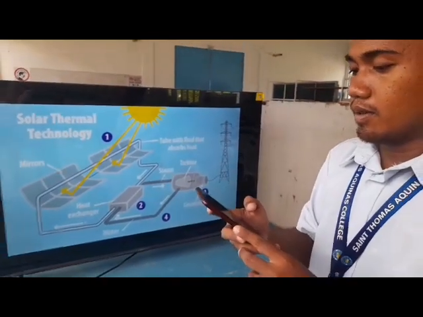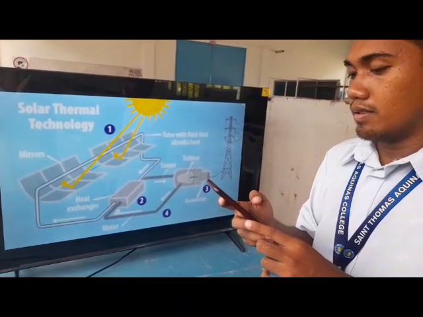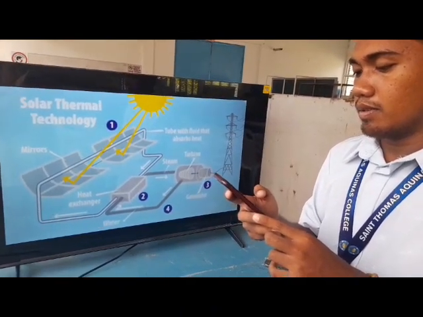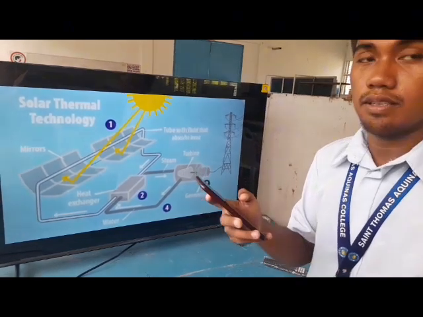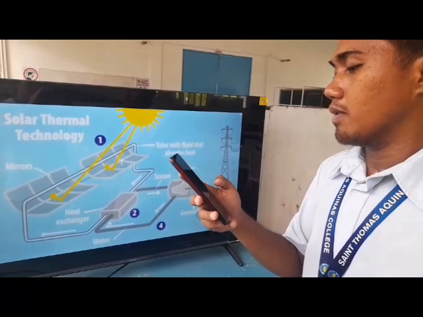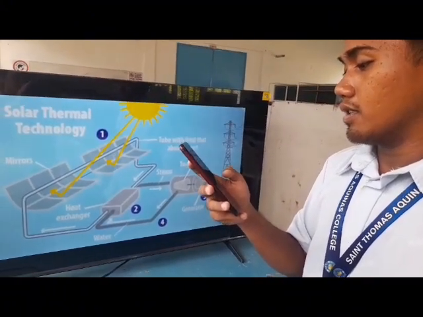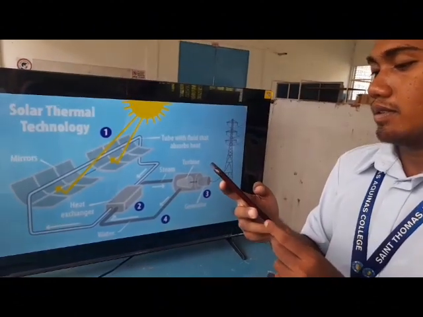Condenser. After passing through the turbine, the steam is condensed back into liquid. The condenser completes the cycle and condenses the steam into water to return to the steam generator for reheating. Cooling system. Some solar thermal power plants require a cooling system to dissipate excess heat from the condensation process.